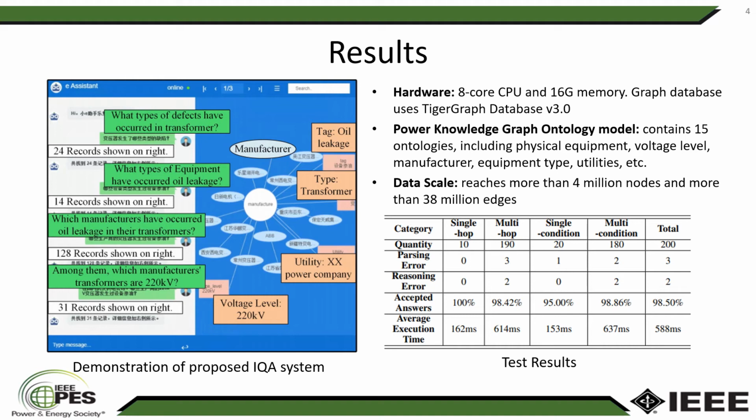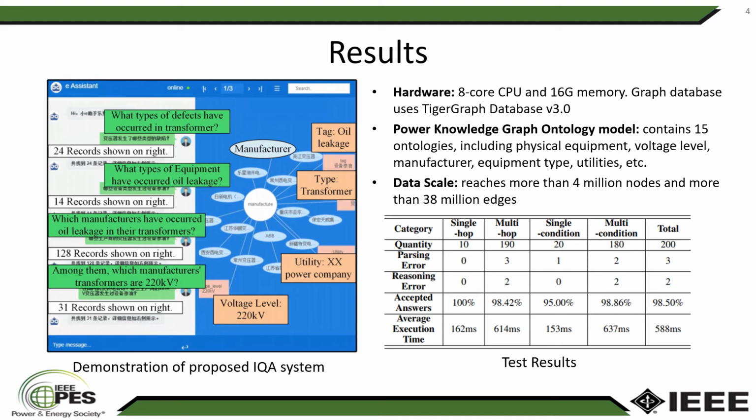The last question is the extraction of the previous question. The current question's target node is still the manufacturer, and the constraints that include the oil leak tag and the transformer equipment type are kept. Another filter condition, voltage level as 220 kV, is added from the new question. All the related constraints and the returned results are displayed on the right side.